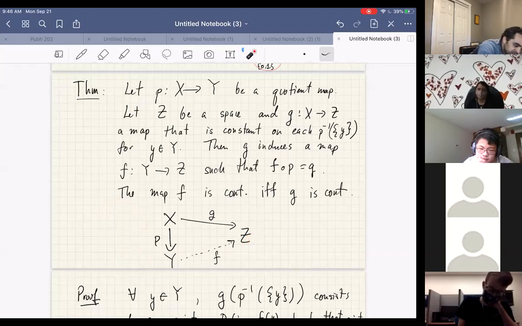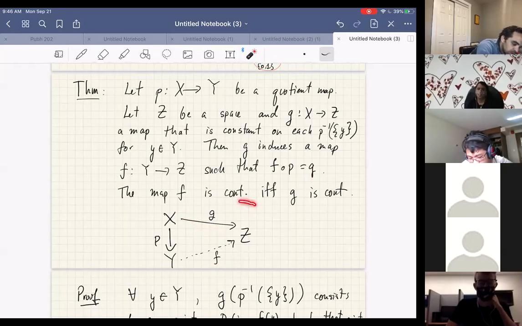Then G induces a map F from Y to Z, a map downstairs here from Y to Z, such that the composition of P and F equals G. And we have that the map F is continuous if and only if G is continuous.